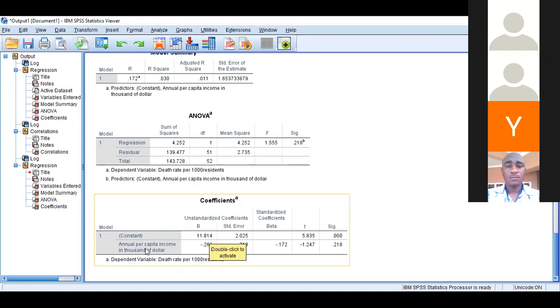So annual per capita income. This is the coefficient for annual per capita income. So that's why it's negative, 0.2. Because it's in the opposite direction. Yes, opposite direction. Thank you, sir.